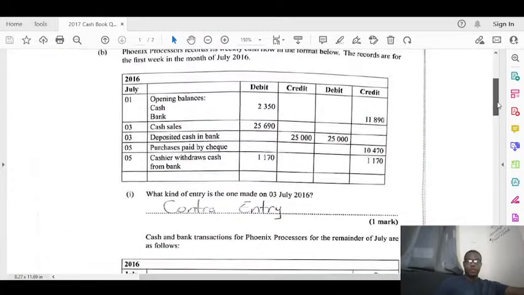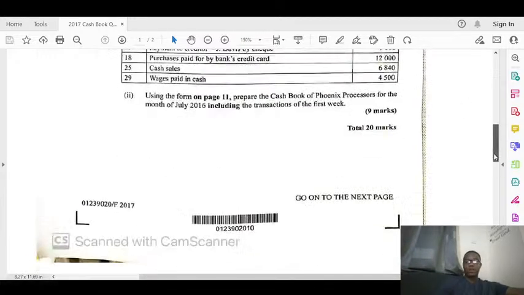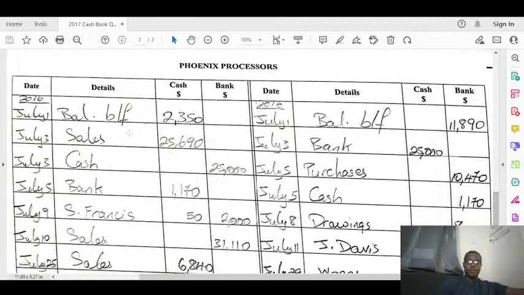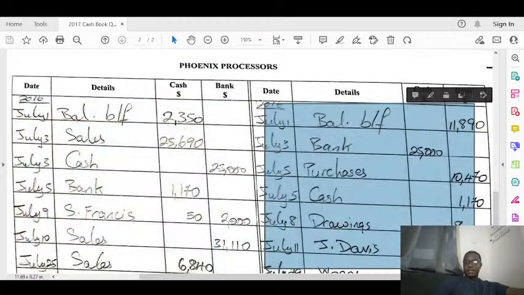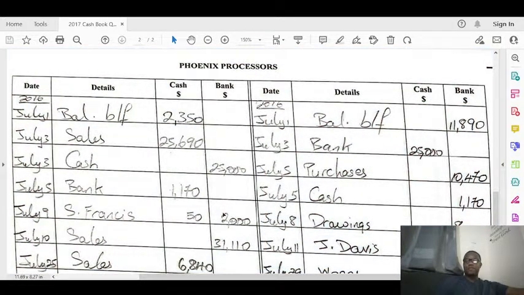Good. Then we move on to the next one, July 5, purchases paid by check. So you are paying for some purchases, right? You're using check. Obviously, money is coming out of your account. So if money is coming out of your account, which side of the cash book would we record that on? Debit or credit? Bearing in mind, debit side is the receiving side, credit side is the paying side. This side is the paying side. So which side would you record the information on? Well, obviously it's right there, right? So you would record it on the credit side, right? So July 5 purchases, and you put the money in the bank column.